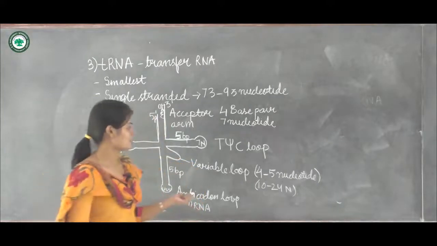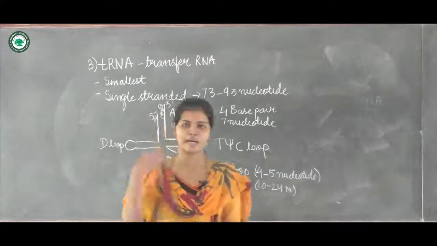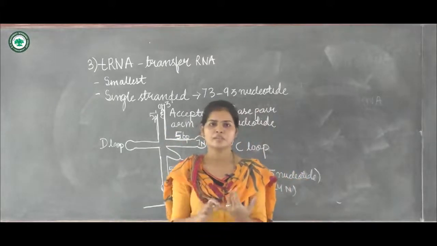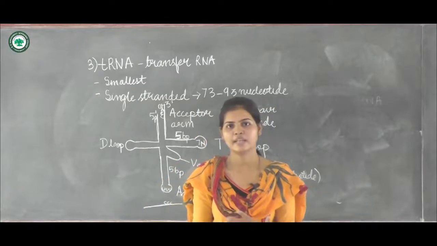So this is about the 3 types of RNA which are present in the living cell, that is the mRNA, rRNA and the tRNA.